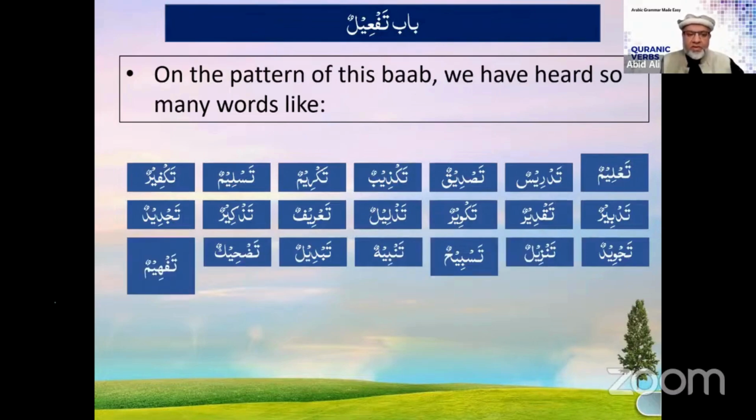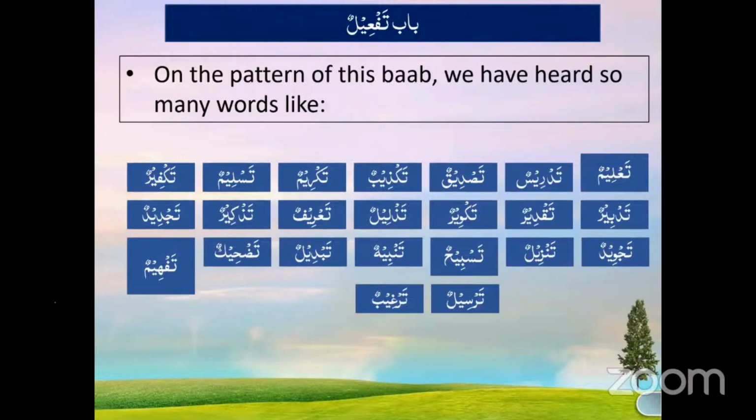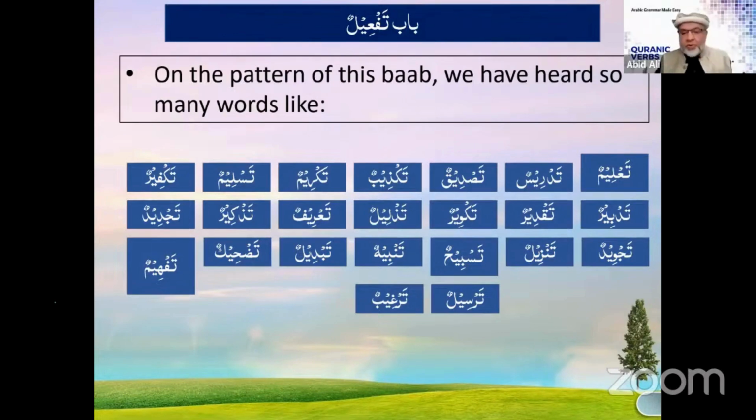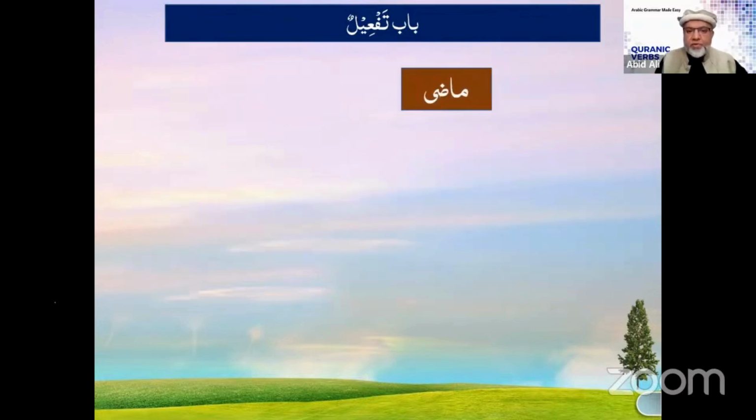Tafhimun. To understand. Tarsilun. Sending. Targhibun. What is targhib? Encourage, motivate. So when somebody says we should learn Quran, we should learn Arabic, basically they're giving you targhib, they're trying to motivate you. Okay. Tawheedun. And this is one word we all understand. Okay. So once we understand that, now we need to understand how the Madi will be.